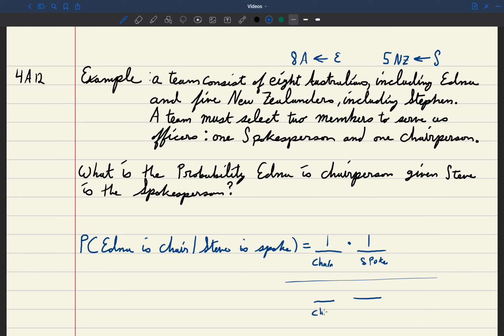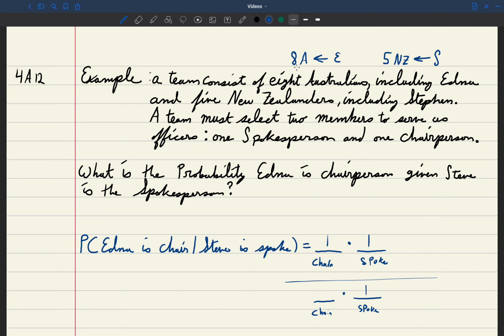For the chair and the spokesperson, we're told that Steve is the spokesperson, so we can just let that go. But how many people could be the chairperson? Now, Edna, the specific event is that Edna is the chairperson, but how many people could be in the chair totally if Steve is the spokesperson?